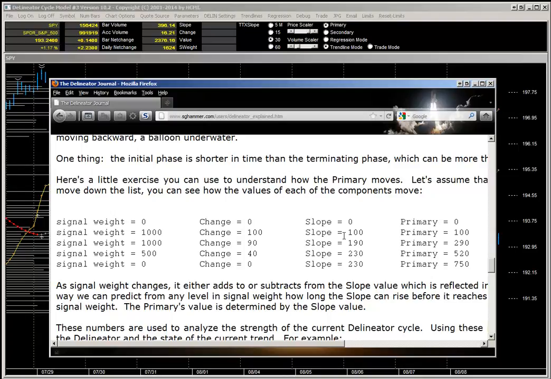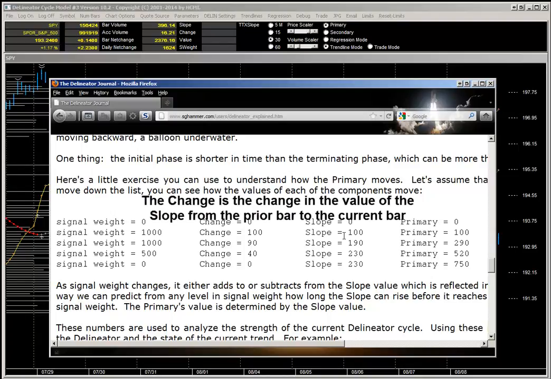So again, signal weight is at 0. It jumps up to plus 1,000. We see that the slope would then jump to plus 100, and the change would equal 100 because the change is the value of the slope from the prior bar to the current bar.